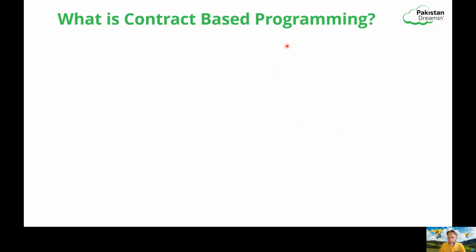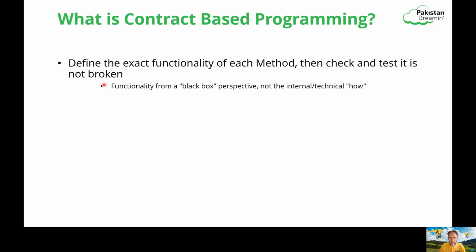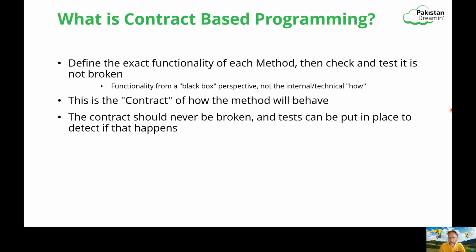First question, then: what is contract-based programming? We're going to have a look at the what, and in a nutshell, it's all about defining the exact functionality of each method, and then ideally checking and testing that it's not broken. And by functionality, we mean from a black box perspective, not anything internal to a method, but the outside world black box functionality. So this then defines the contract. The functionality defines the contract of how the method will behave, how it will interact with the outside world. The contract should never be broken, and tests can be put in place to detect if that happens.